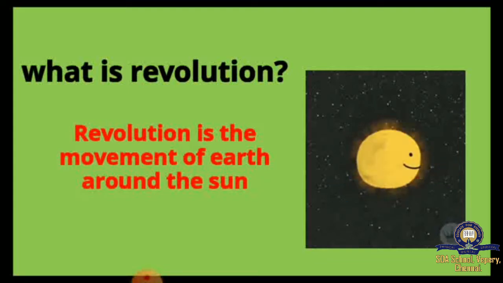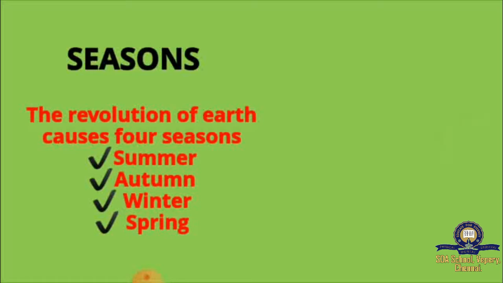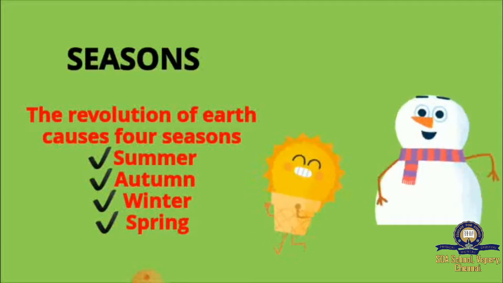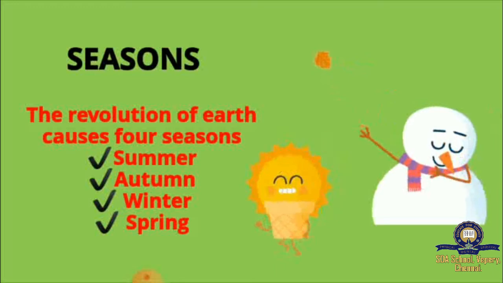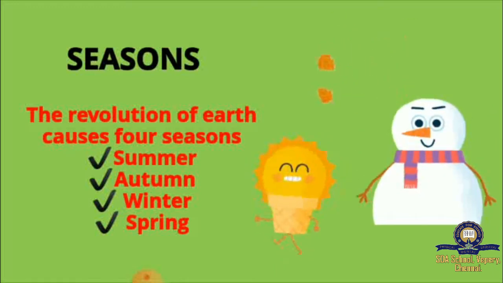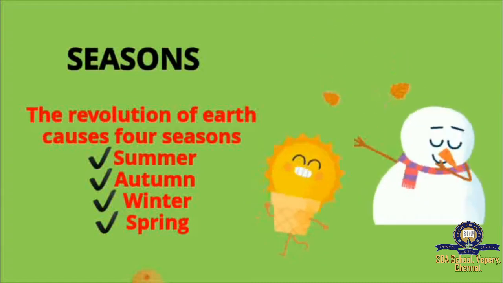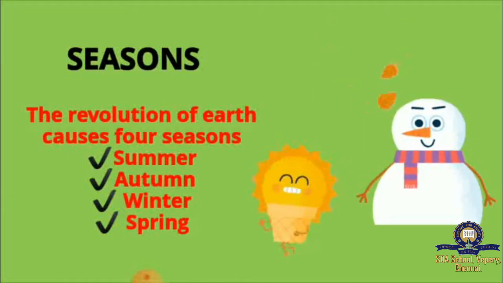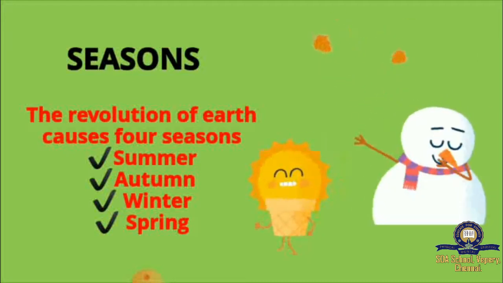Next, we are going to learn about the seasons of the earth. The revolution of earth causes 4 seasons: summer, autumn, winter, and finally spring. Summer is the hottest season among the 4 seasons. It occurs after the spring and before the autumn.